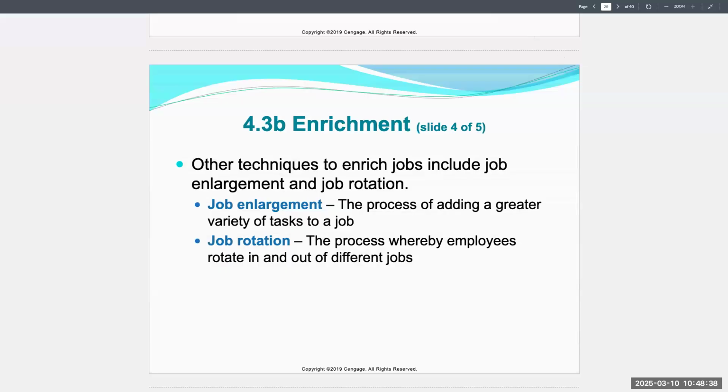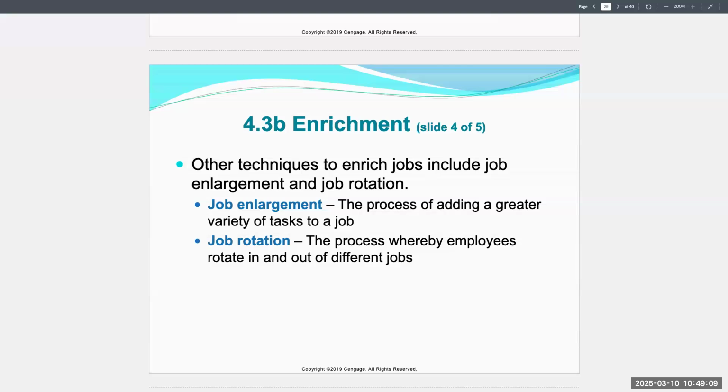When organizations seek to enrich jobs and keep employees motivated, they often use job enlargement or job rotation as a strategy. Job enlargement involves increasing the number of tasks within the same level of responsibility. So instead of doing just one repetitive task, an employee might take on several related tasks. An example would be a cashier who also stocks shelves and assists in customer service.